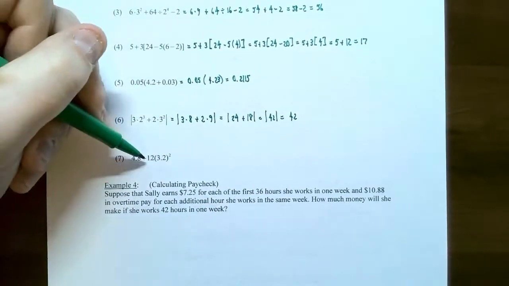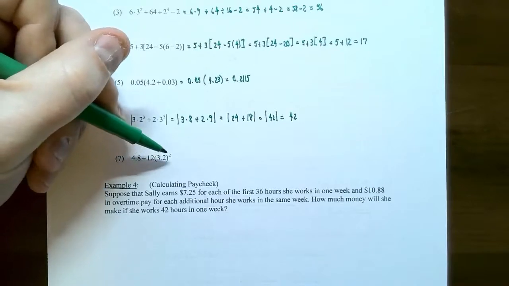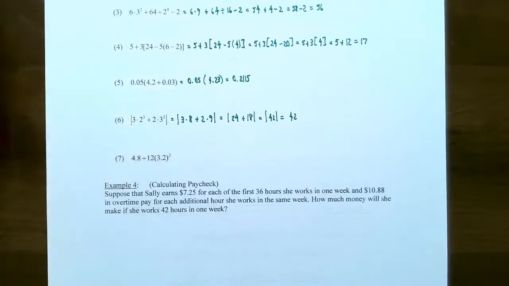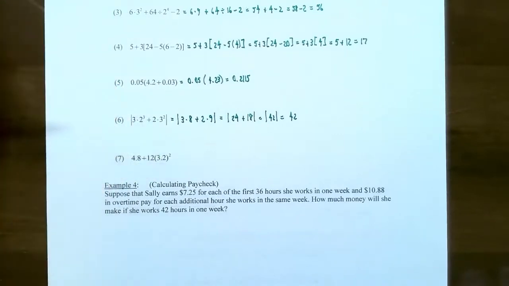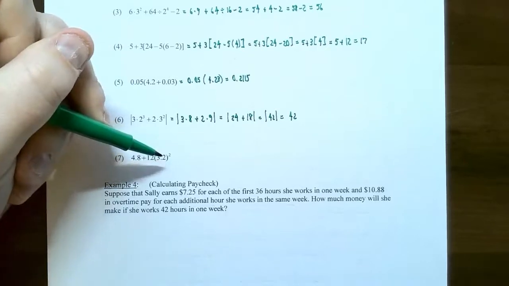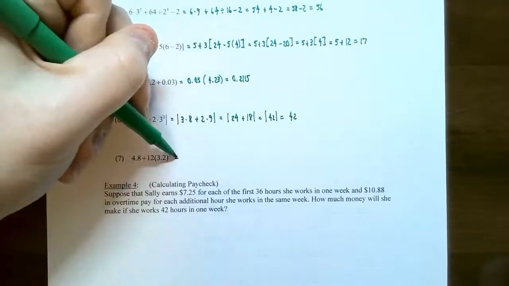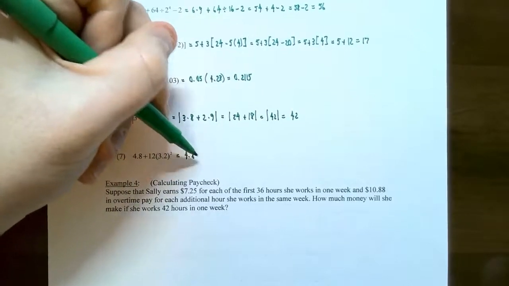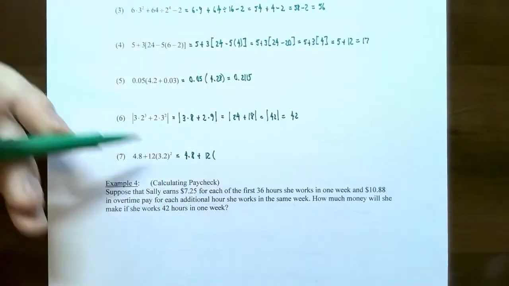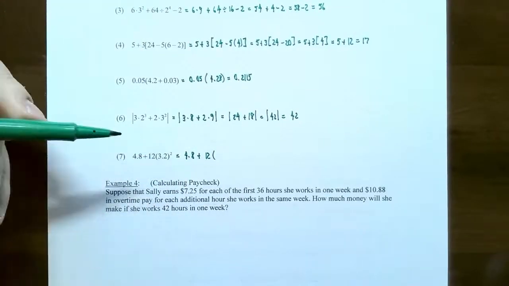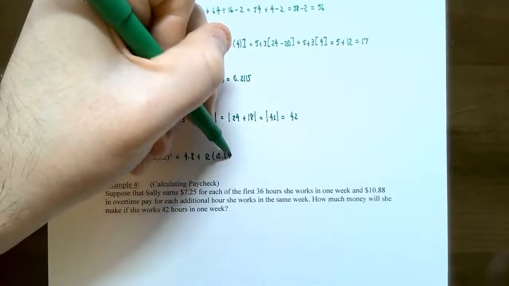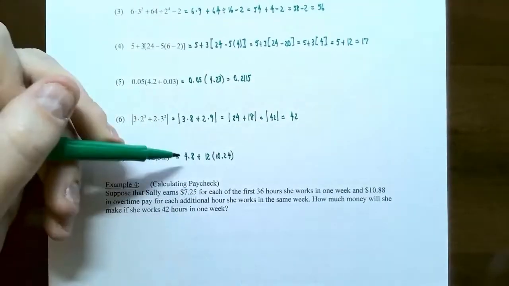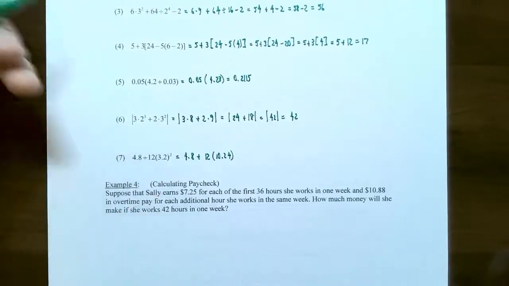4.8 plus 12 times 3.2 squared. So again, you have exponents, but no grouping symbols. There's no operation inside those parentheses. So you can really skip the first step. You go straight to exponents. This means 4.8 plus 12 times 3.2 times 3.2 gives you 10.24. So 4.8 plus 12 times 10.24.